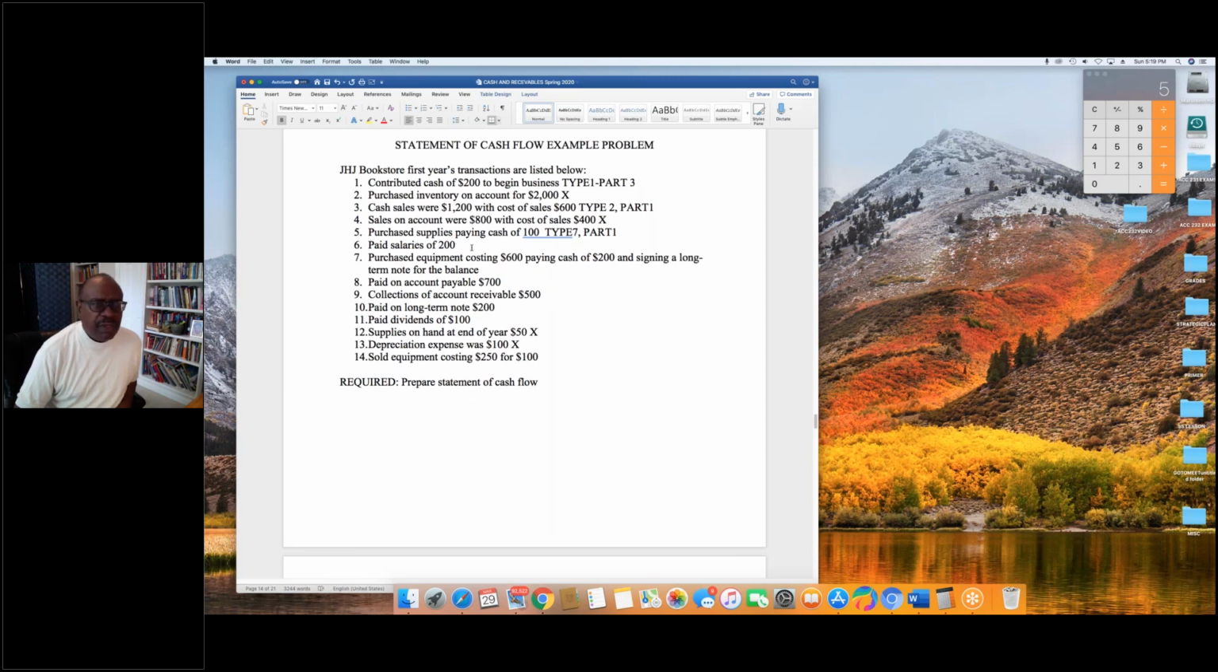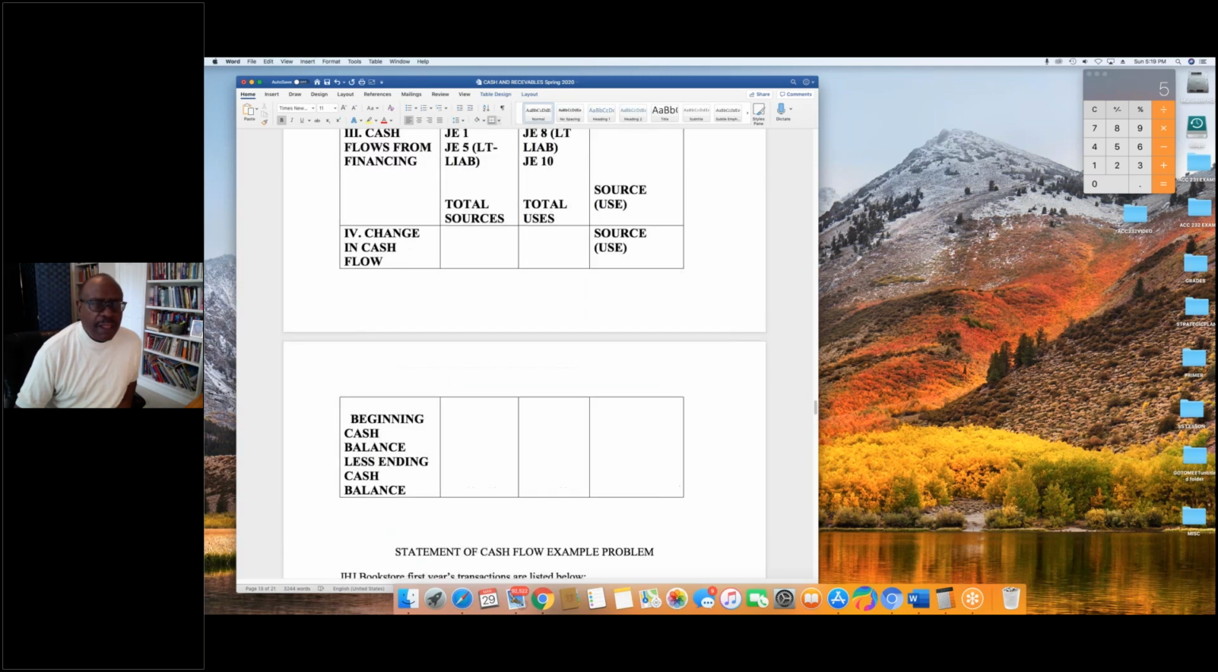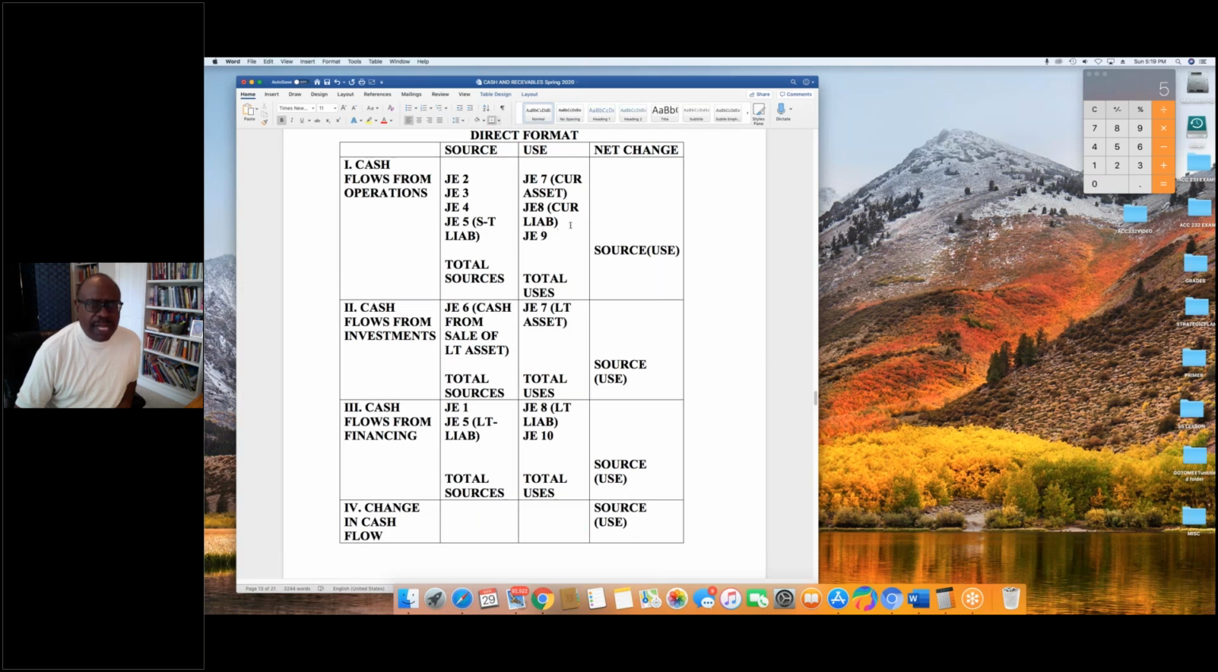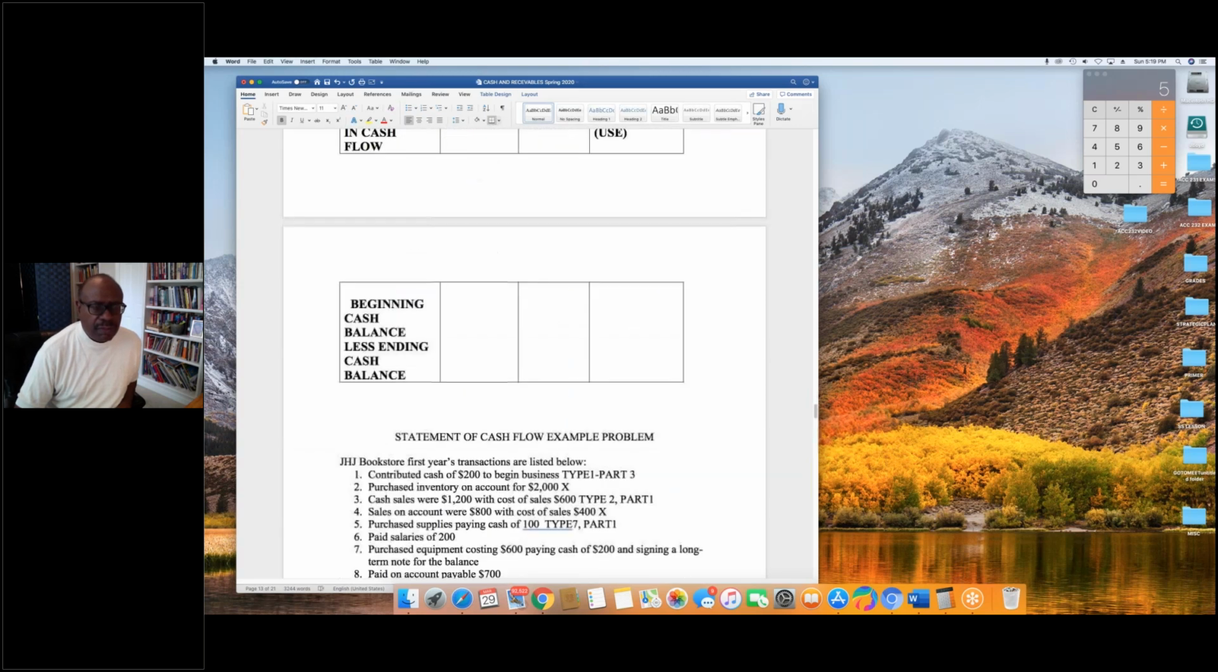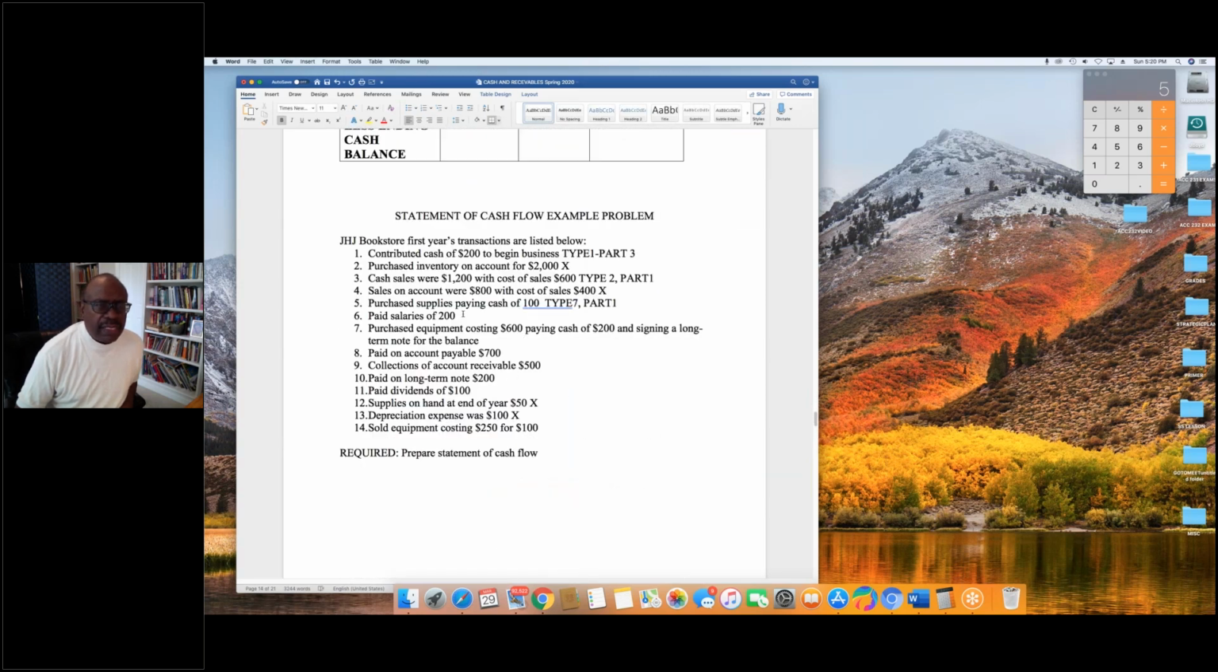Paid salaries of 200. When we pay an expense, journal entry 9, that goes into operations. So paying salaries, that's a type 9 journal entry, and that's going to go in part 1. So we're going to take the 200.